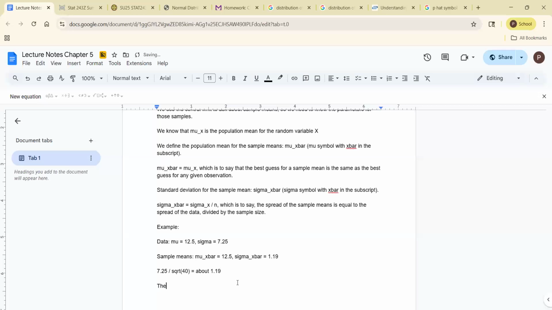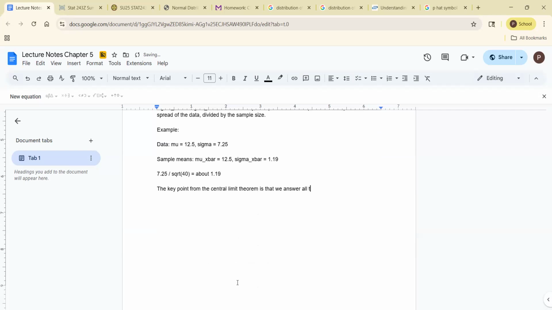Okay, so the key point from the central limit theorem is that we answer all the same type of questions that we answer about normal distributions, except we answer those questions about the means of samples, not the random variables themselves. And we use mu sub x bar and sigma sub x bar for the normal distribution calculations.